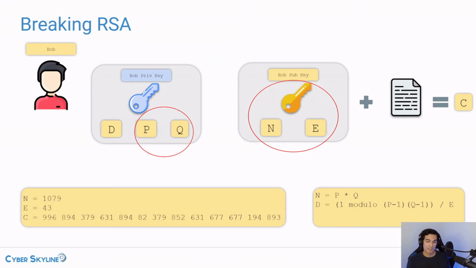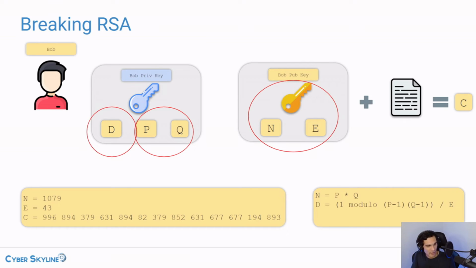In the example I'm going to show you today, it's going to be an example of someone implementing RSA poorly. And you can see here that N is 1,079. That is not a particularly large number. So two numbers multiplied together is 1,079. There are not very many possibilities for a combination of two prime numbers that can multiply together and become N. And that's how we're going to decrypt the message.